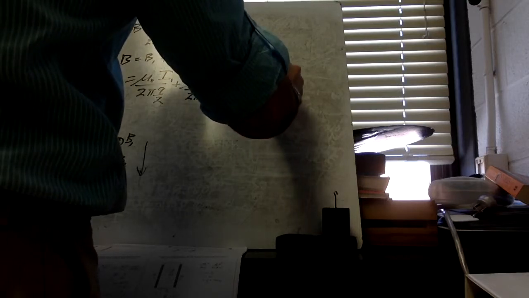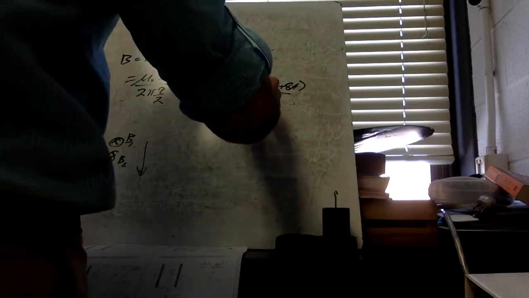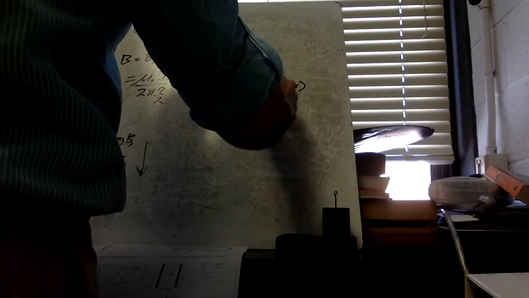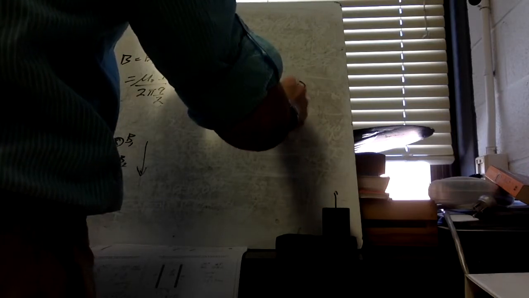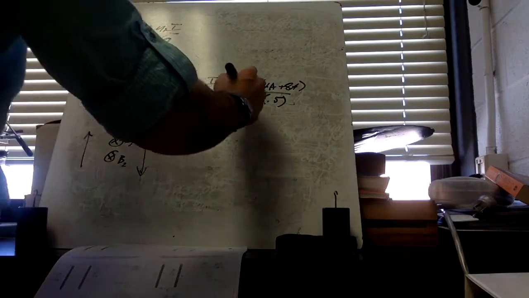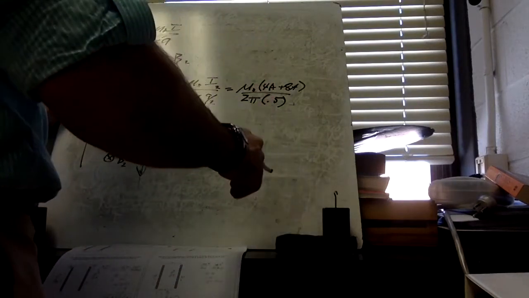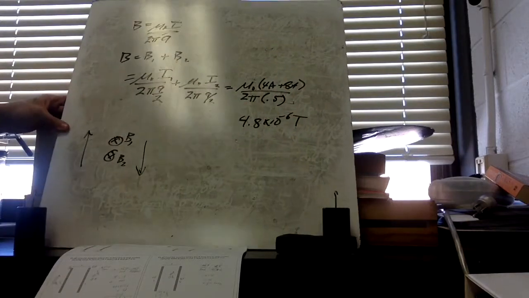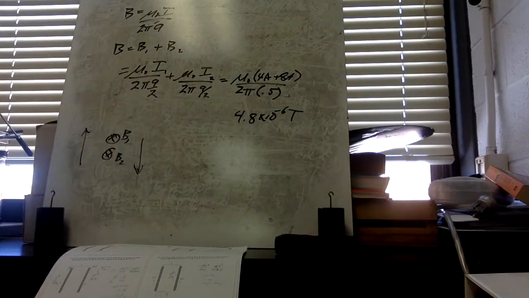So it's going to be mu naught times 4 amps plus 8 amps over 2 pi times A over 2. A is 1, and I'm dividing that by 2. When I do this, you should end up with 4.8 times 10 to the negative 6th Tesla. That's our magnetic field at that point.